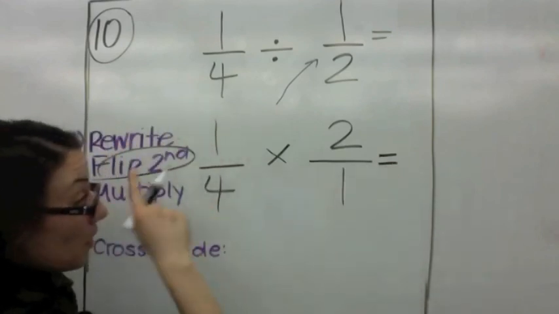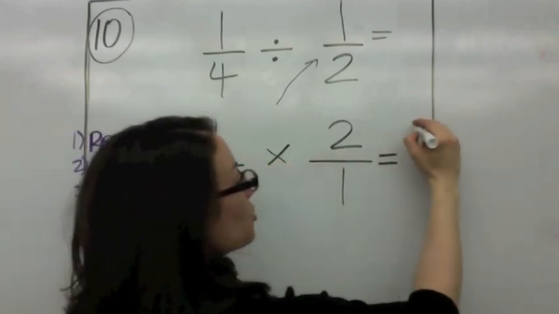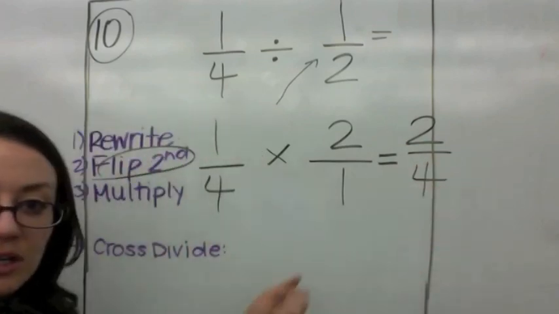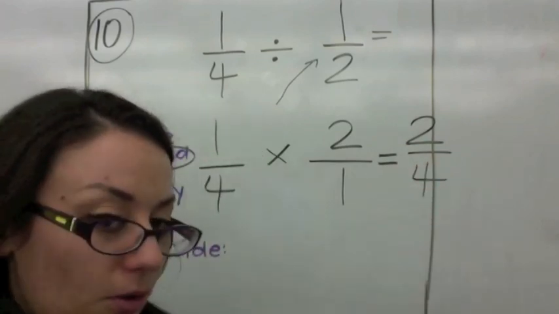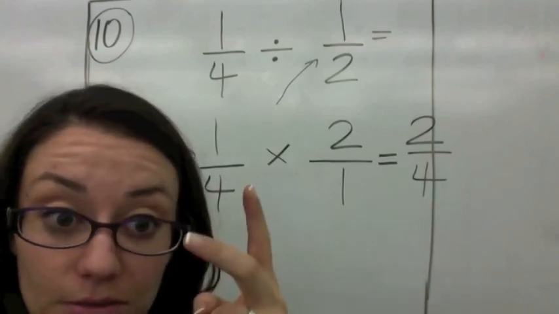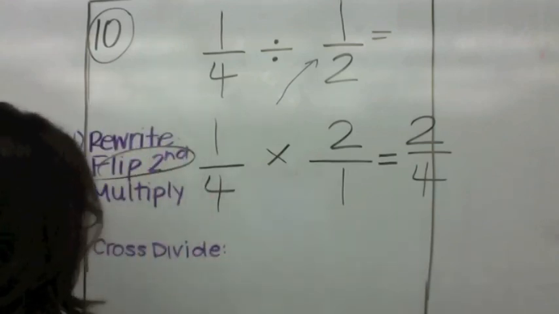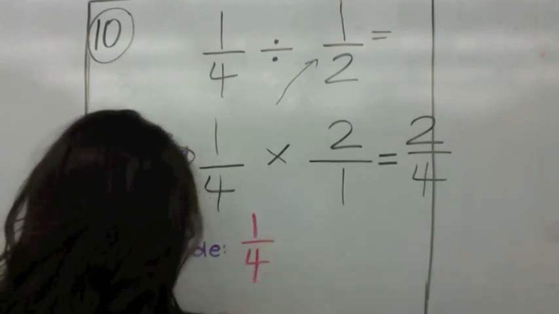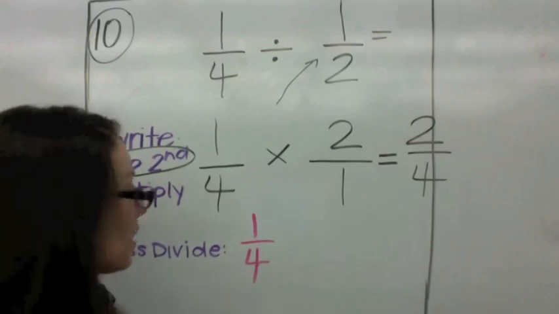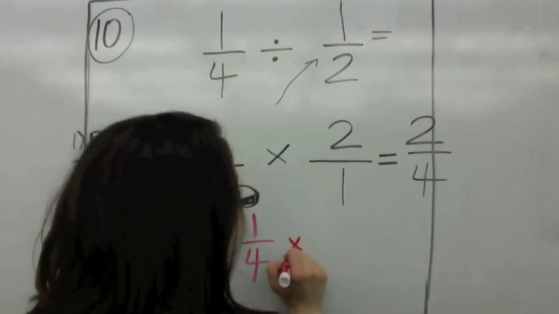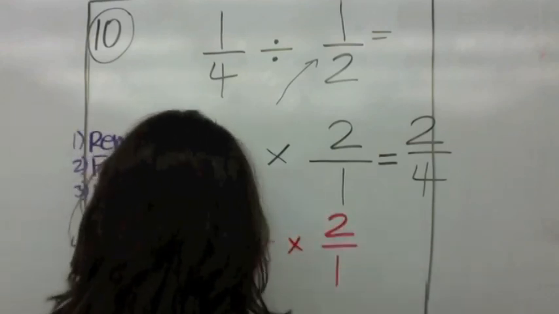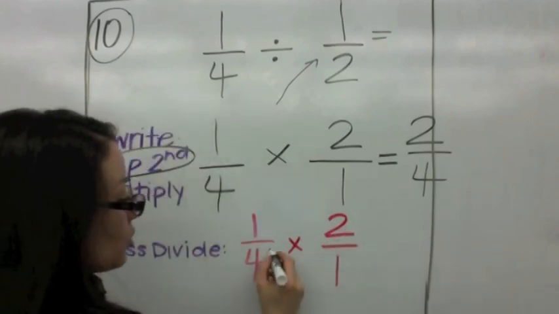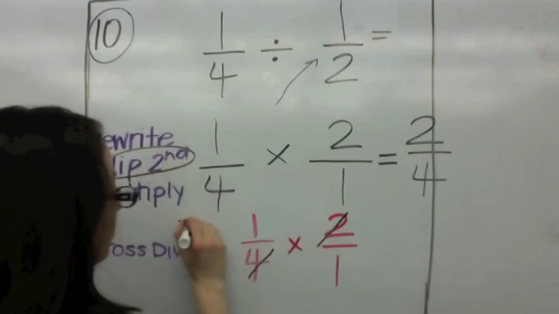The answer so far: 1 times 2 is 2. 4 times 1 is 4. You already know what you're going to simplify by, right? There are 2 and 4. Would you simplify by 2? You could. Here's how to do it by cross division. Watch. You have 1/4. You're going to multiply by 2/1. Now, if we cross divide, look at 2 and 4. What could you divide by? You just told me you could divide by 2.